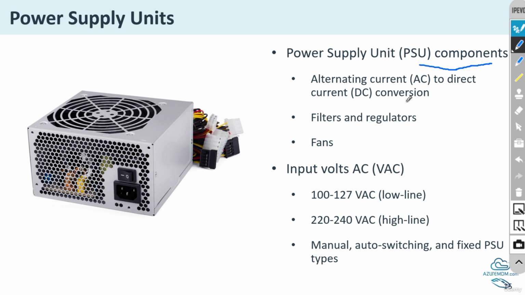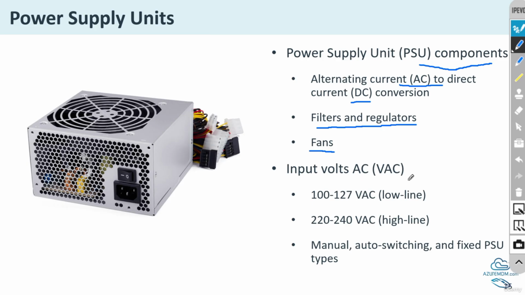Let's understand the alternating current AC to direct current DC conversion. An AC to DC conversion changes wall outlet power, AC, into the type the computer uses, that is DC. Filters and regulators clean up electricity, removing noise and keeping voltage steady for safe operation. Fans cool the PSU to prevent overheating during heavy use. We will learn about the fans in the next slide.